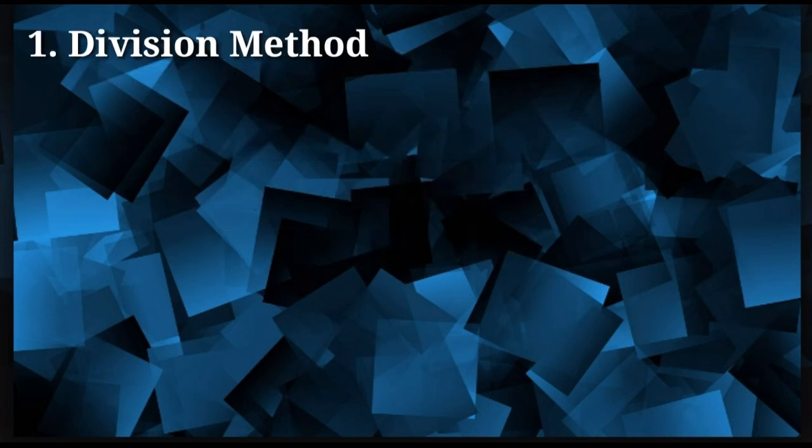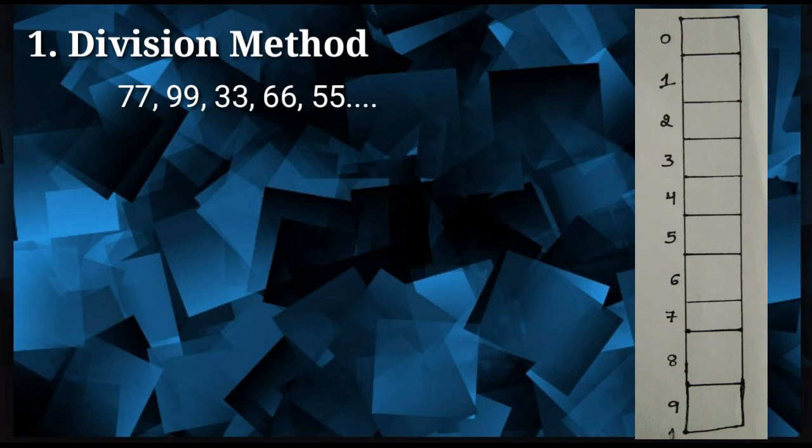We'll see how the division hash function works. Let's suppose we have data like this: 77, 99, 33, 66 and 55, and we have 10 cells in an array.